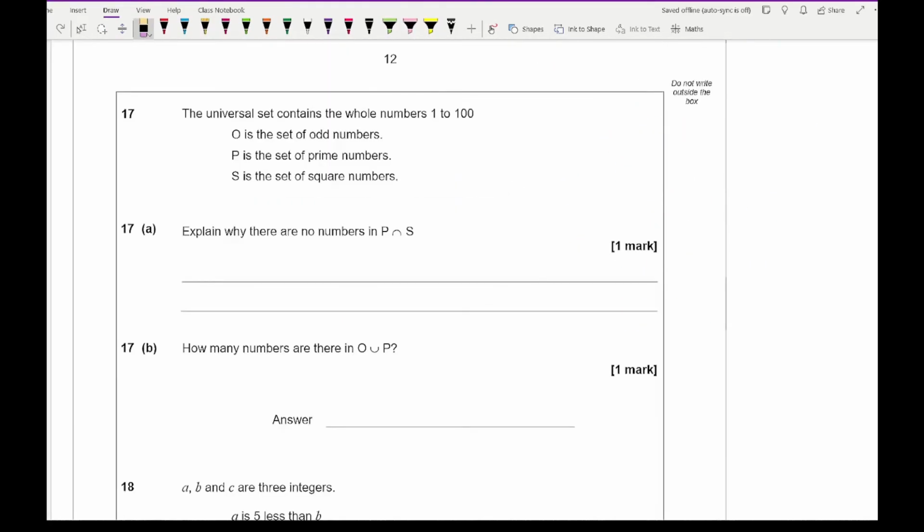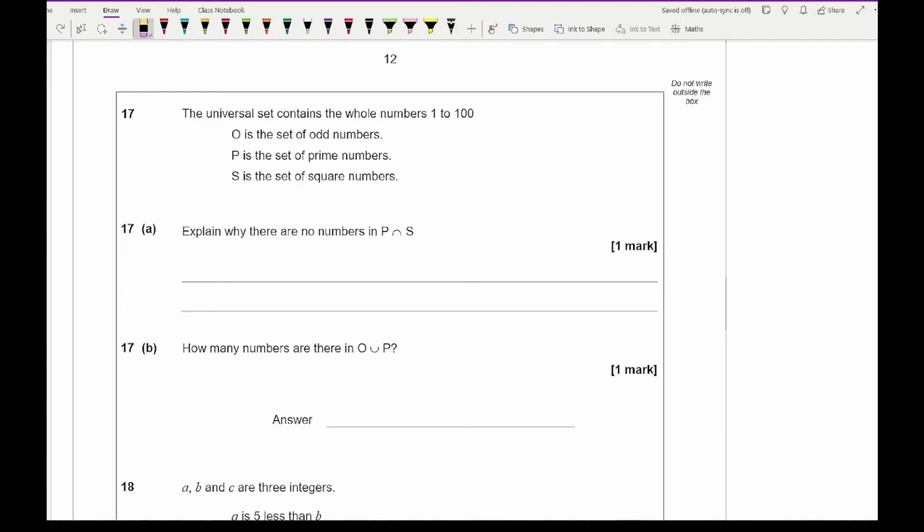Moving on to question 17, it says the universal set of numbers containing the whole numbers from 1 to 100. O is the set of odd numbers, P is the set of prime numbers, and S is the set of square numbers. So for part a, it's asking us to explain why there are no numbers that fall into the category of P and S.